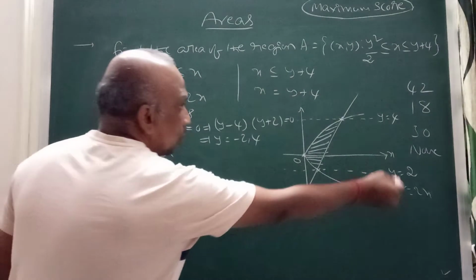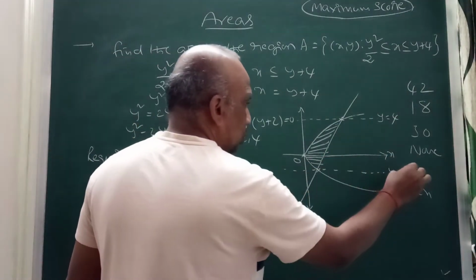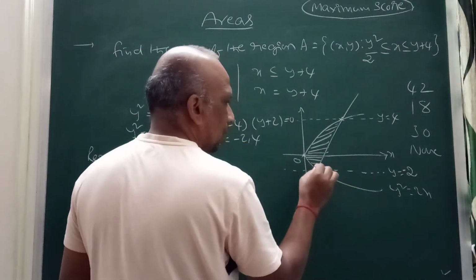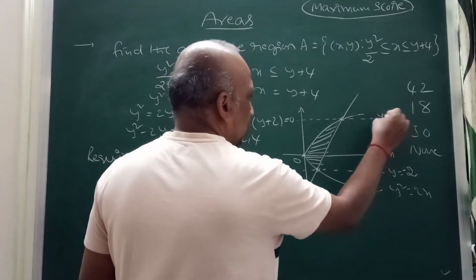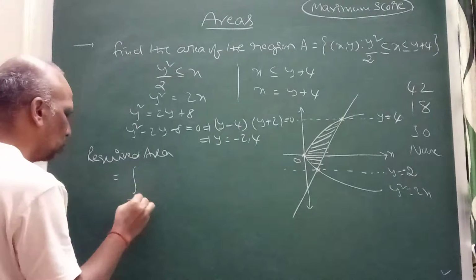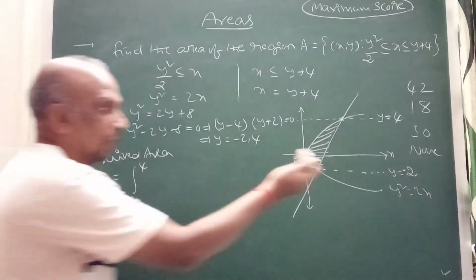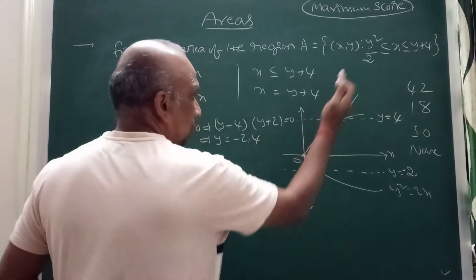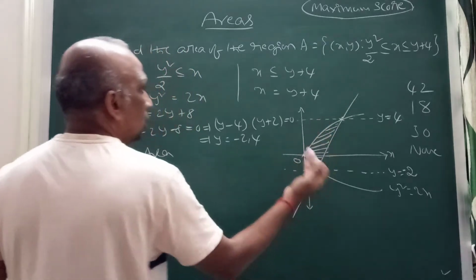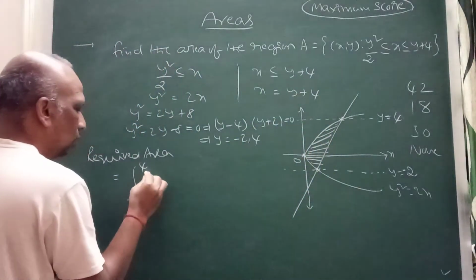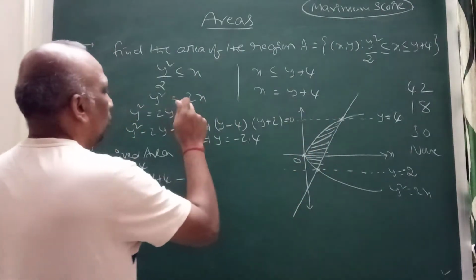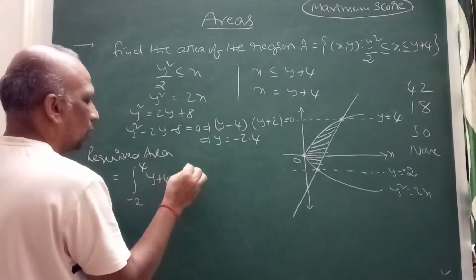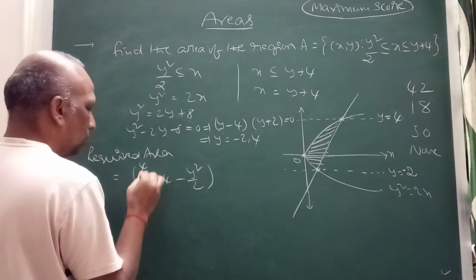integral. This is minus 2, this is minus 2. Because this point is minus 2, this is minus 3, this is 4. Minus 2 comma 4. Equal to integral from minus 2 to 4, right curve minus left curve. This is the right curve, which is x equal to y plus 4, minus the left curve, this parabola, so x value y square by 2, dy.